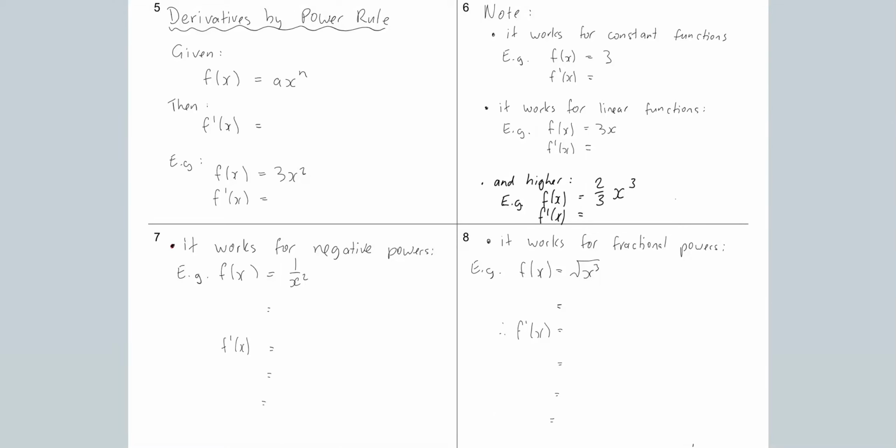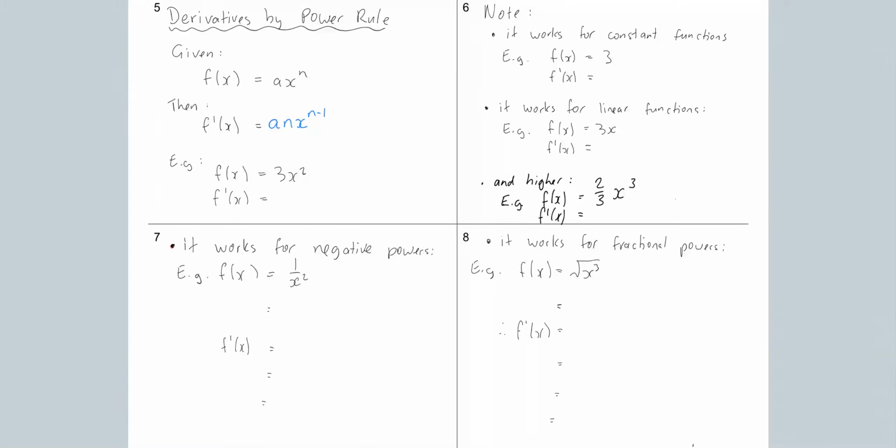If you've got something like a x to the power of n, then the derivative is quite a simple little process. A stays where it is, but then the n gets brought down in front, and then we keep the variable as is, and we subtract 1 from the power. So n goes down, and then the power gets subtracted by 1. Let's have a look at that in practice.